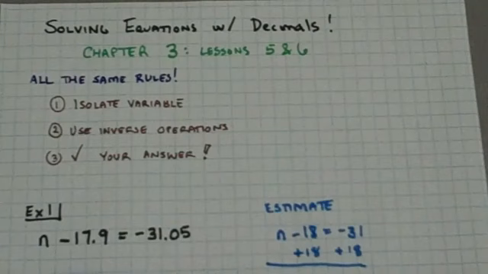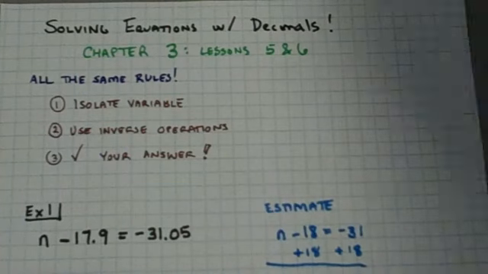However, this time we're using our estimation techniques to check our answer. And actually, we're going to be checking our answer before we do the problem. I'll show you what I'm talking about soon. Keep in mind, before we do any problems, that it's just solving equations. The only difference is instead of regular integers, we have numbers with decimal places. That's it. All right, so let's do example 1.